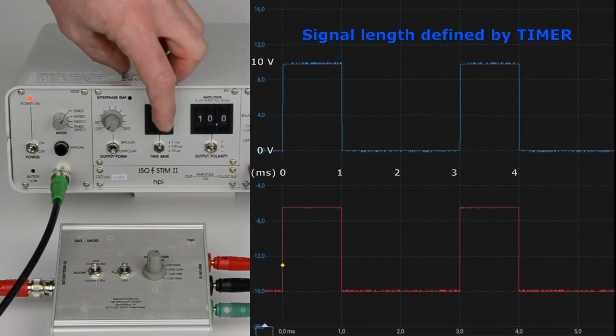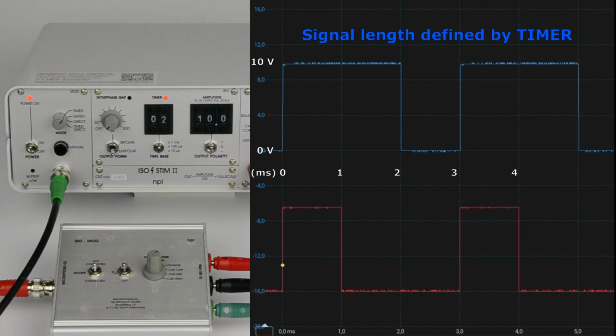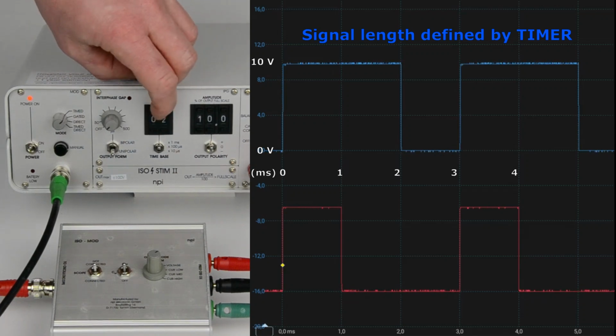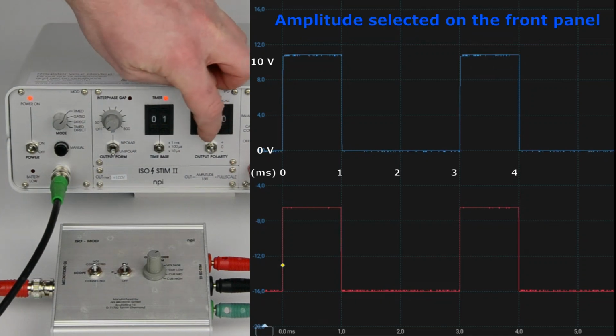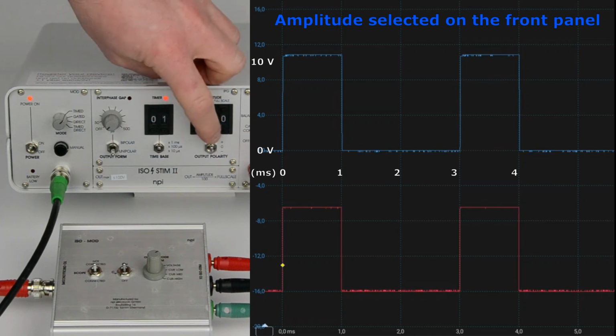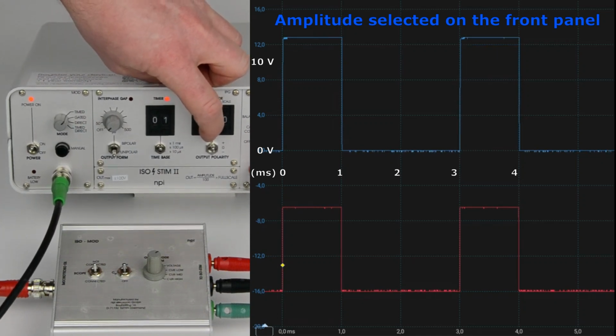We can change the length of the output signal with the timer switch. The amplitude changes as we switch at the amplitude switch of the front panel.